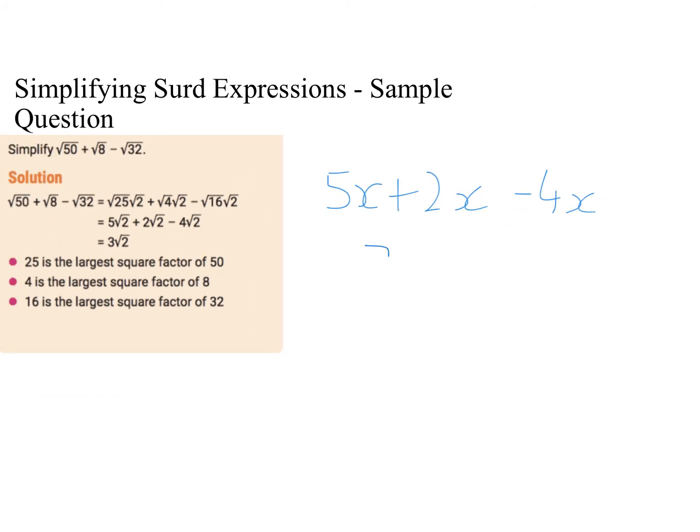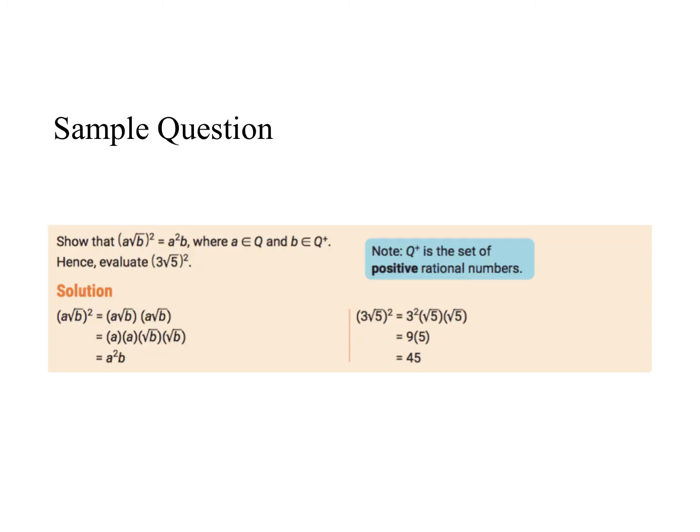5x plus 2x will give us 7x. So we have to take away 4x. So 7x take away 4x will give us 3x. Very same thing, it's just that instead of x's here we have root 2's. And we're fine to add all those with each other because our surd here is the same. It's root 2, root 2, root 2. So completely fine to do that. A couple of questions you can practice.